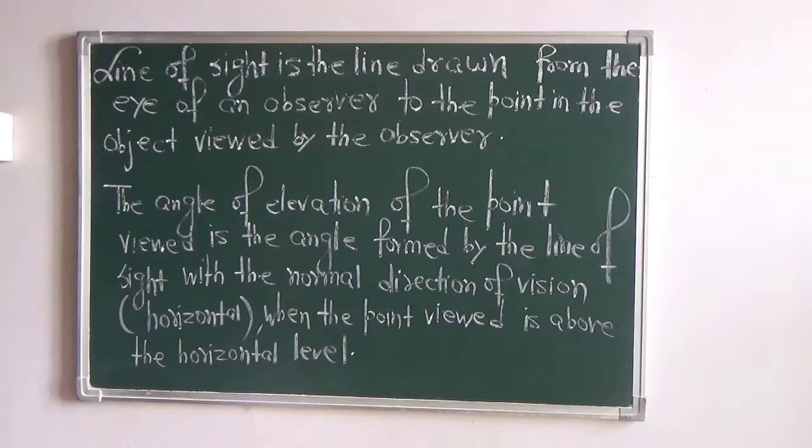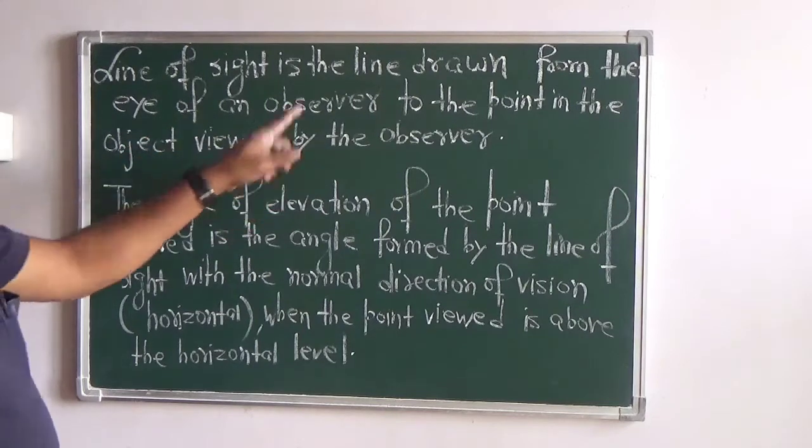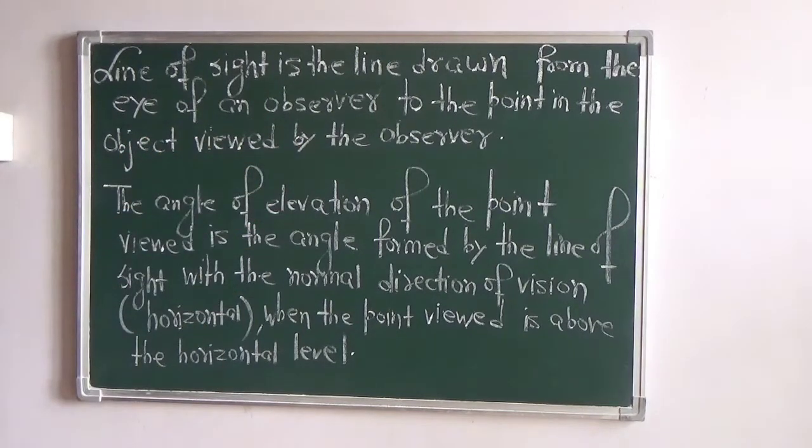So you have the two definitions. Let us go through it again. The line of sight is the line drawn from the eye of an observer to the point in the object viewed by the observer. And the angle of elevation of the point viewed is the angle formed by the line of sight with the normal direction of vision, that is the horizontal, when the point viewed is above the horizontal level.